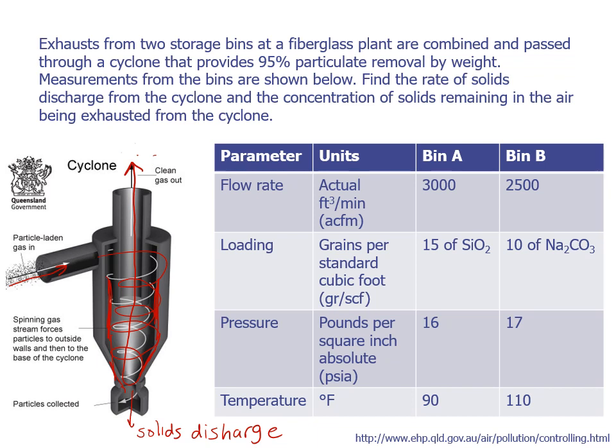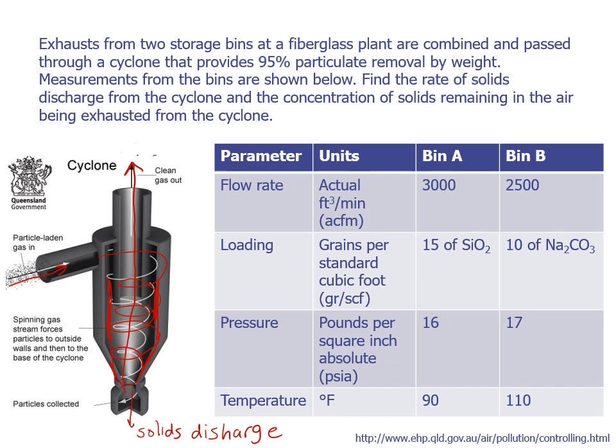Looking at the bins, we are given the flow rate of each in units of actual cubic feet per minute, 3,000 and 2,500. We are given the loading, or really the concentration of particles in the exhaust of each of those bins. It's in units of grains per standard cubic foot. A grain turns out to be a unit of mass, and I'll show you what the conversion is to grams. In bin A, we have 15 grains per standard cubic foot of silicon dioxide, SiO2, and from bin B, we have 10 grains per standard cubic foot of sodium carbonate, Na2CO3.